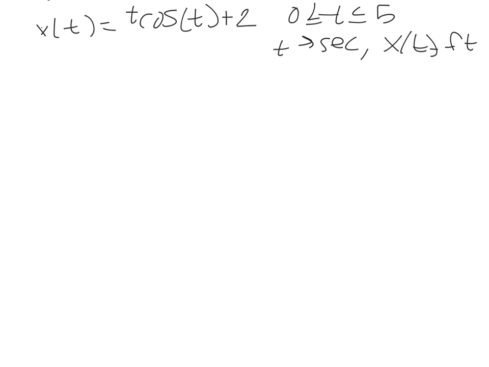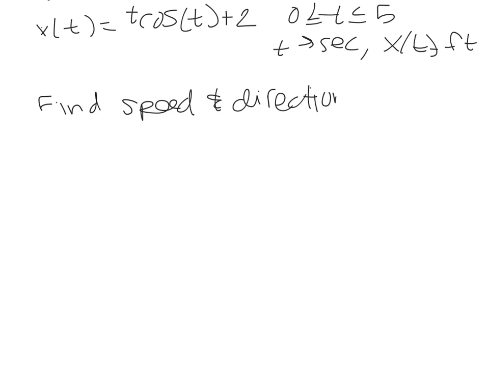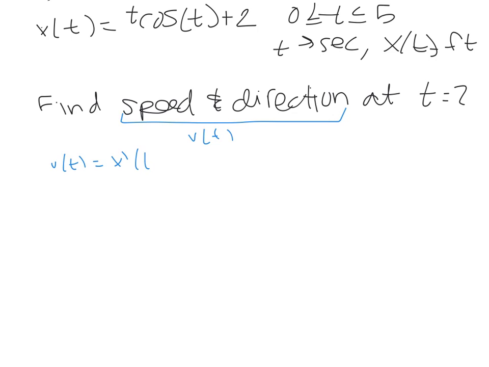So here's my position, and I want to say, okay, what is the velocity? So I want to find, actually let's do speed and direction at t equals 2. Okay, so I'm going to do speed and direction at t equals 2, so I know, because I'm smart, and so are you, that speed and direction means velocity. Okay, so I can use the velocity to tell me the speed and the direction. And I also know that my velocity is equal to the derivative of my position.